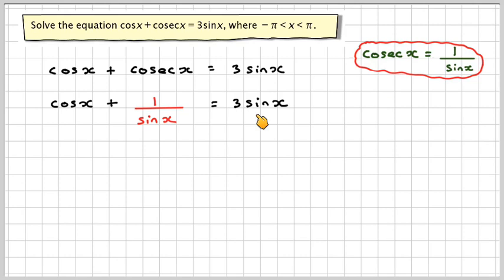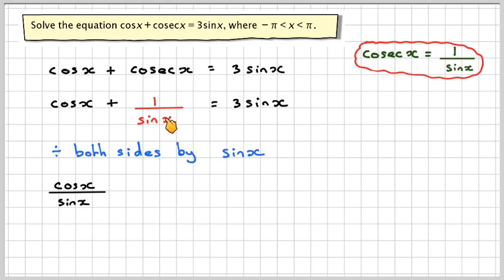Now the clue here, to make this much easier, is that you will need to divide the whole equation by sin x. And if you miss this step, then you're really not going to make very much good progress with this question. So divide both sides by sin x. So this will become cos x divided by sin x. This will become 1 over sin squared x. And then this will just become 3 on the other side.